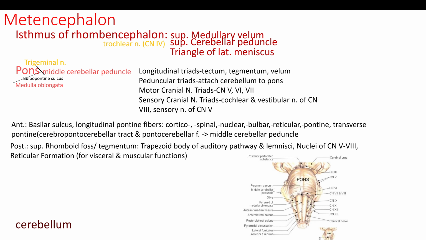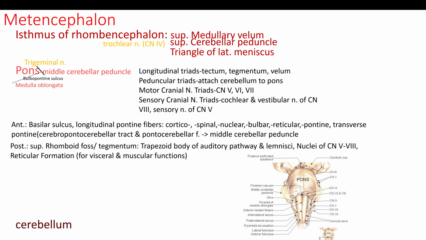Anteriorly, it has the base of the pons with the basilar sulcus, with the basilar artery, longitudinal pontine fibers, the corticospinal fibers, part of the pyramidal tract, running to the spinal cord, corticonuclear bulbar fibers, part of the pyramidal tracts running to motor nuclei of the cranial nerves, corticoreticular fibers passing from the pallium to the reticular formation, corticopontine fibers passing from the frontal, occipital, and temporal lobes to pontine nuclei.